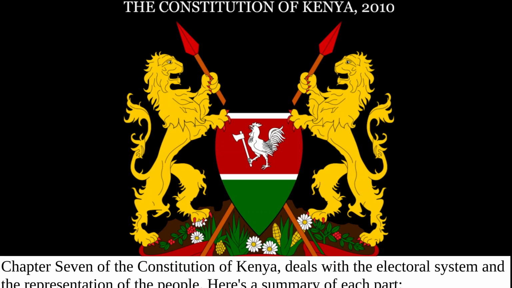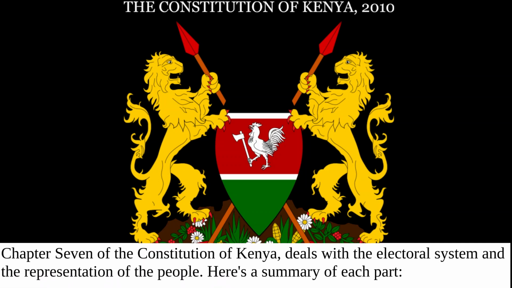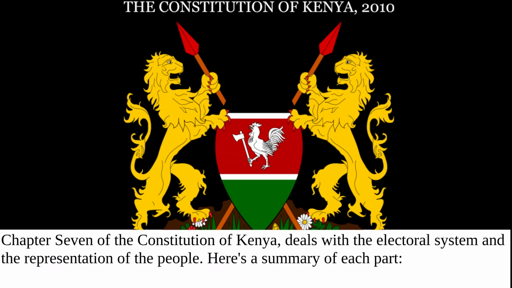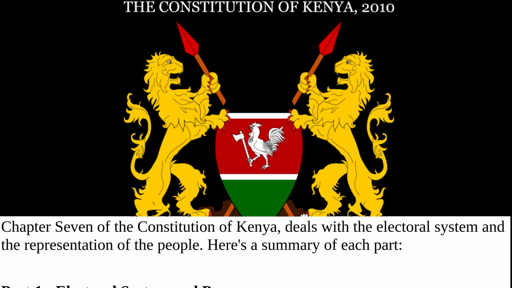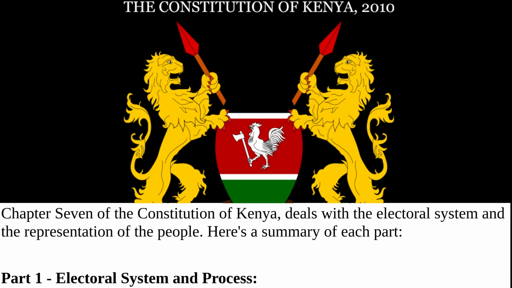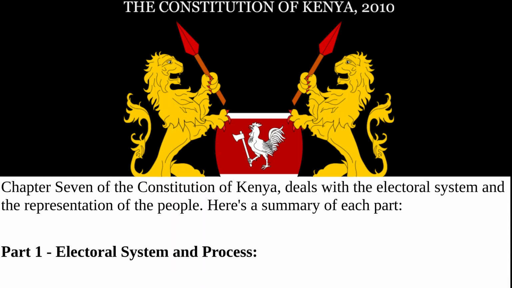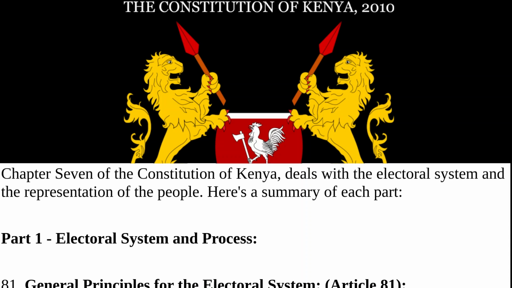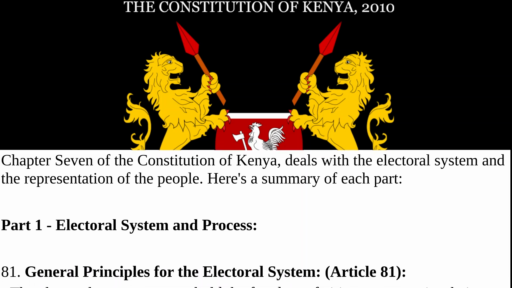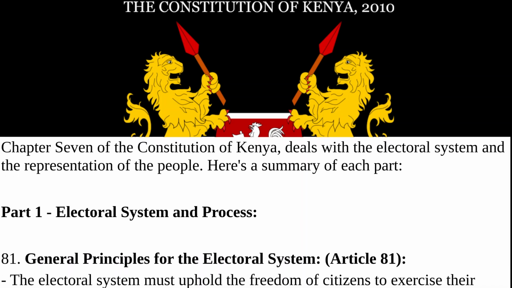Chapter 7 of the Constitution of Kenya deals with the electoral system and the representation of the people. Here's a summary of each part. Part 1, Electoral System and Process. 81. General Principles for the Electoral System. Article 81. The electoral system must uphold the freedom of citizens to exercise their political rights.